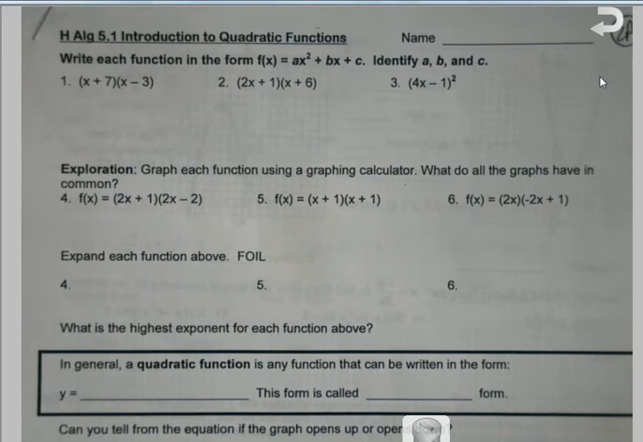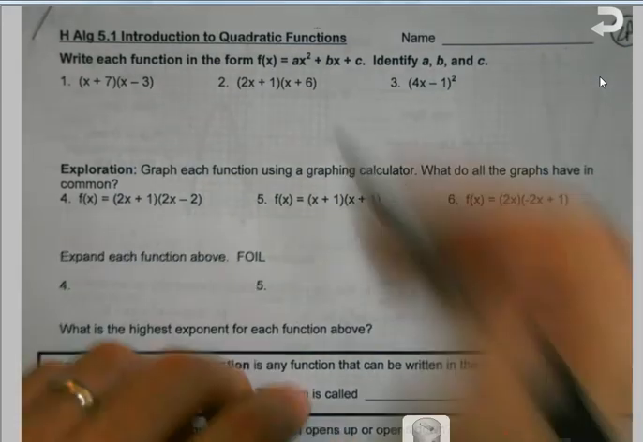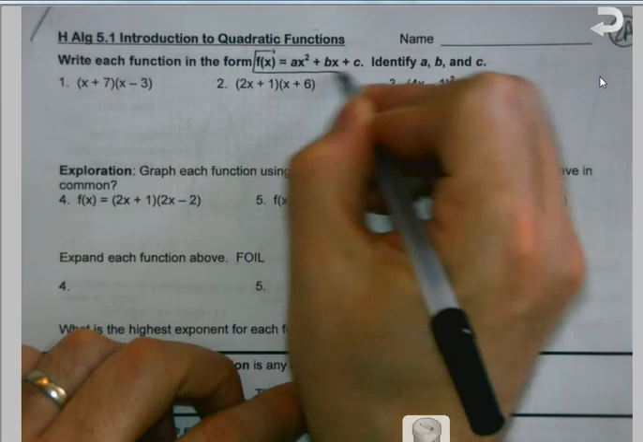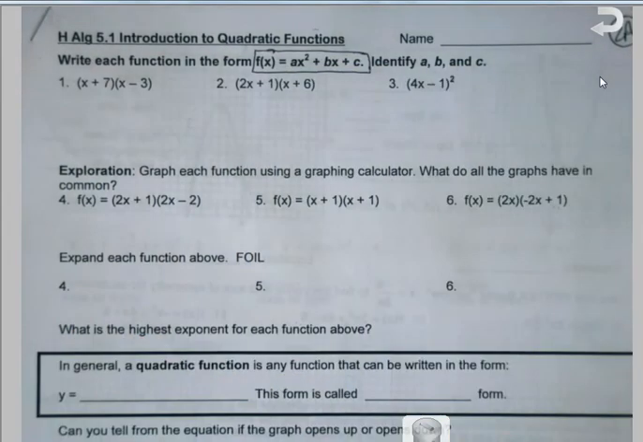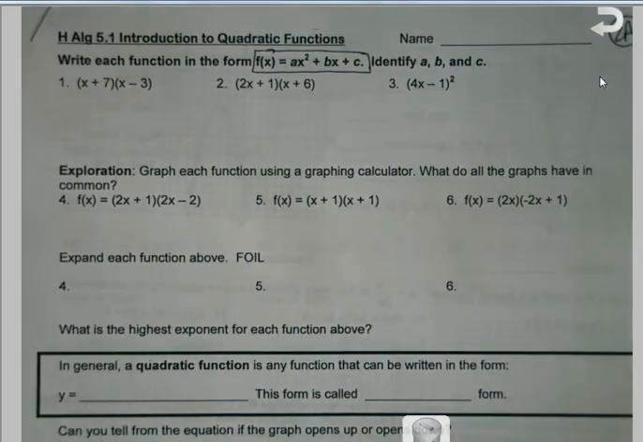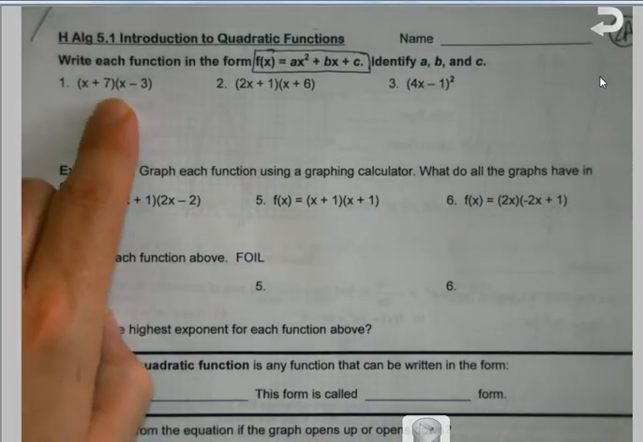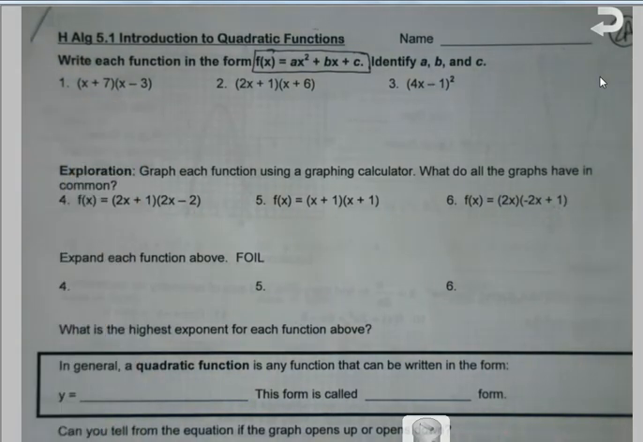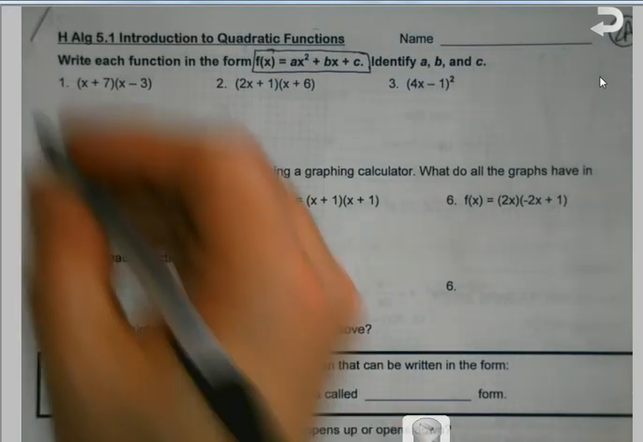Okay, so quadratic functions. This is our base form: ax squared plus bx plus c. And a, b, and c are just numbers that are in front of our variable terms. Now, write each function in the form. So basically, if you get one that looks like this instead, we're going to FOIL this out, combine like terms, and then we're going to base everything off of that.